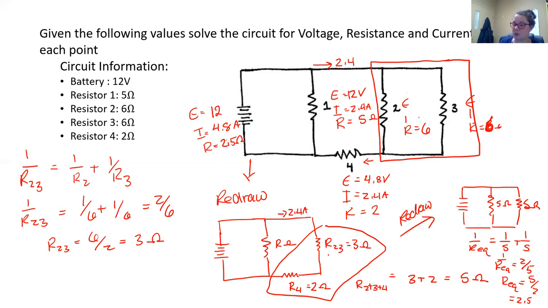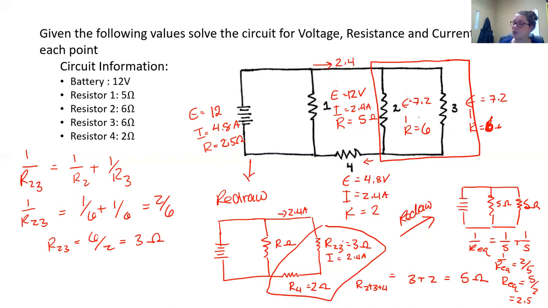Or you can think of it this way. We just figured out that the current in this section was 2.4 amps. So what's the voltage you would get in that whole section? And we get 7.2. And because 2 and 3 are parallel, they're going to have the same voltage.